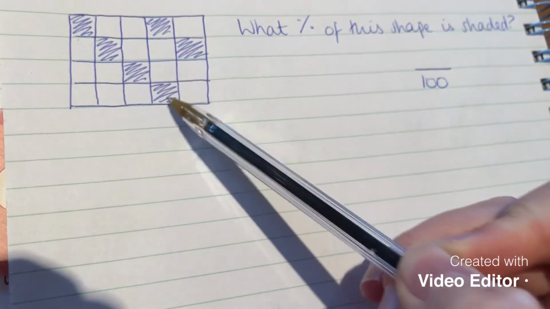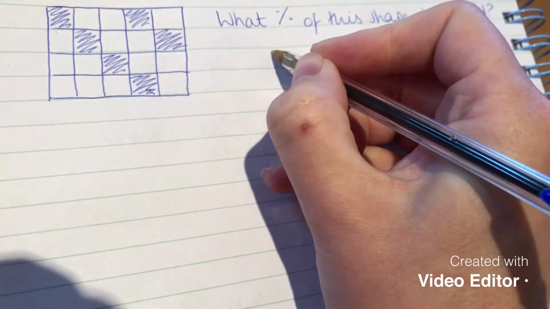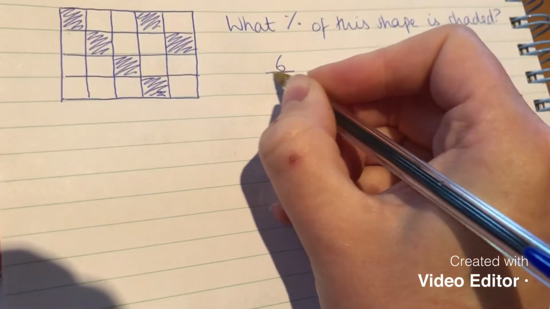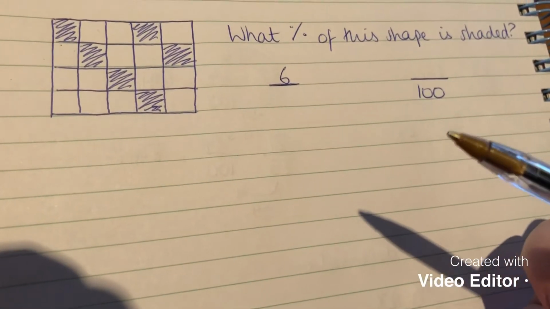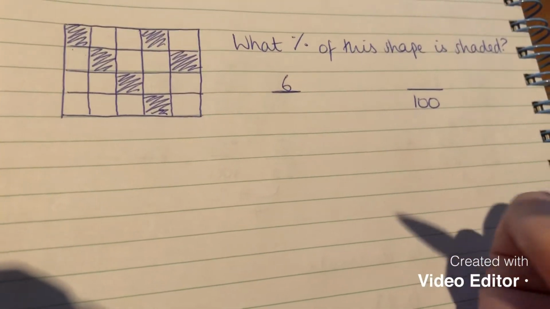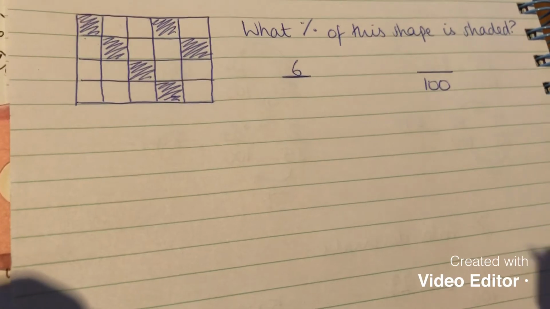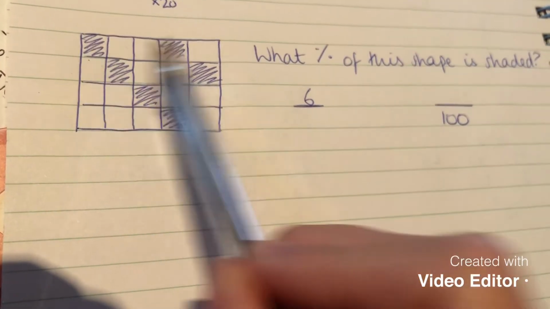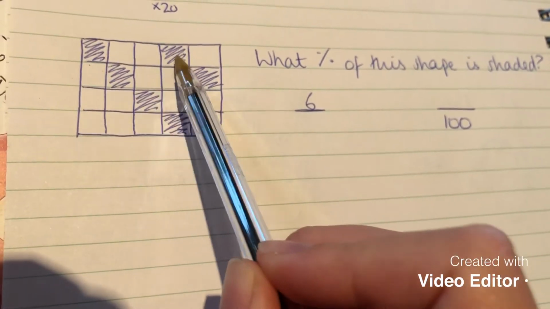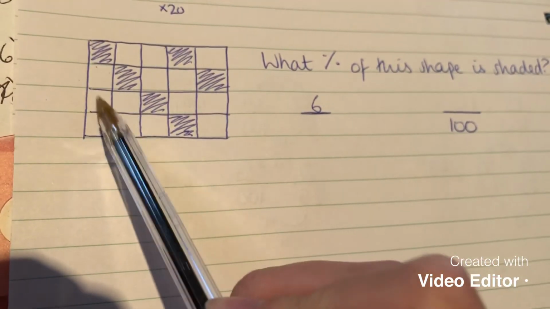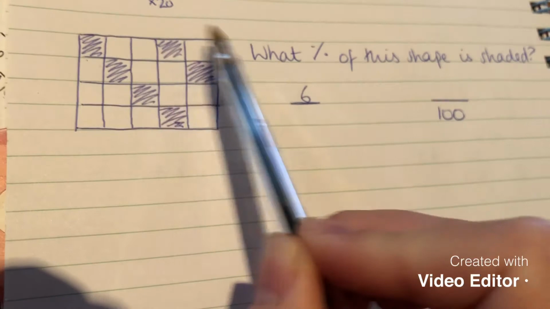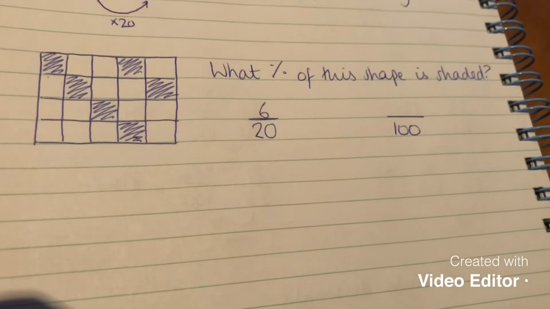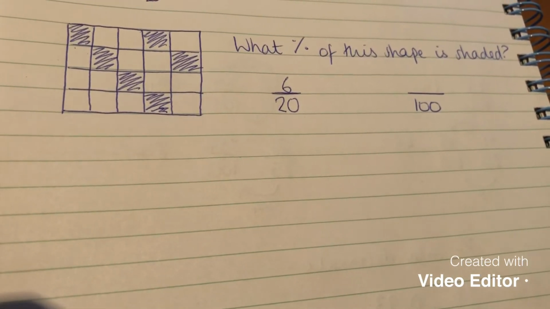1, 2, 3, 4, 5, 6. So 6 are shaded, and that's my numerator, out of, and my denominator is going to be how many squares there are all together, including the shaded shapes. So if I just count the length and the width, I can work out the area. So I've got 1, 2, 3, 4, 5 across, and I've got 1, 2, 3, 4 down. So that means 4 times 5, there'd be 20 squares altogether. Okay, so the fraction that is shaded is 6 out of 20.